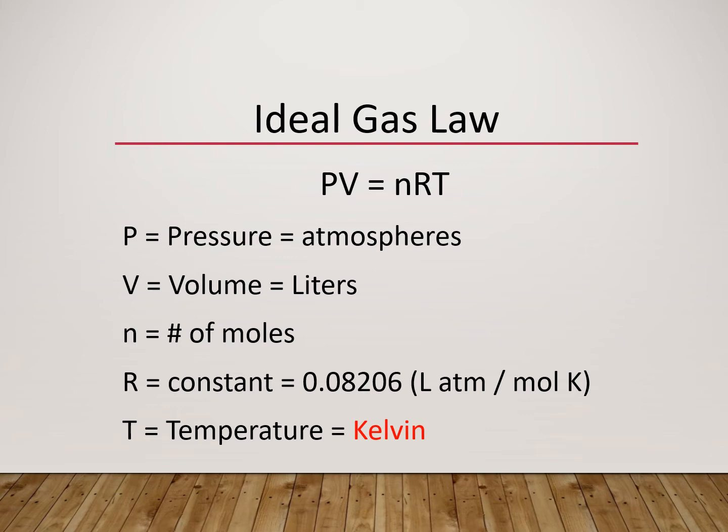R is a constant, which is the ideal gas constant, and that is the same number no matter what circumstance you're using. So this is always 0.08206, and those are the units for the ideal gas constant. And T corresponds to the temperature in Kelvin. So that's what that K means in the ideal gas constant. So every time you record a temperature, you have to use it in Kelvin in this equation.